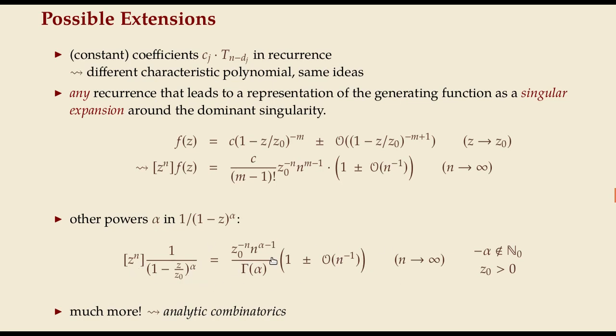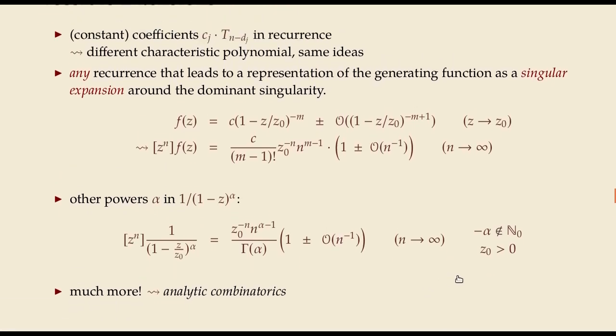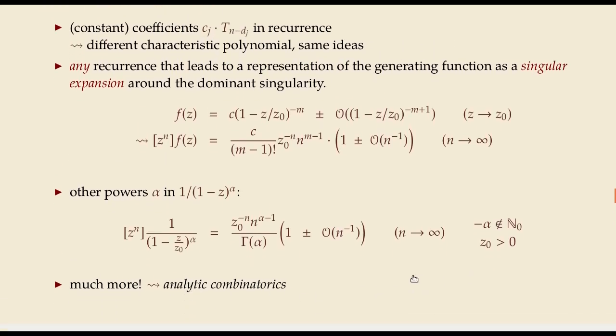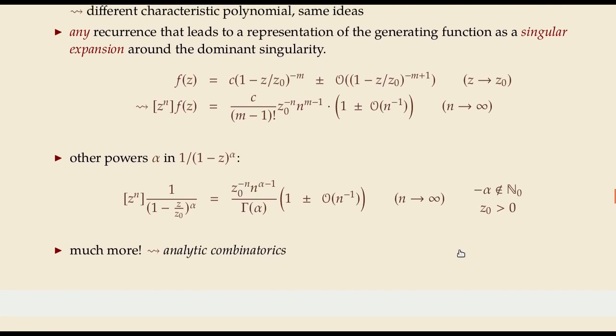I've briefly re-derived this formula for the case that alpha is a positive integer in that representation. You can extend this to any real alpha as long as it's not a negative integer, because then these would be just polynomials, and then they only have a finite number of non-zero coefficients. That's the only reason why this is excluded. Okay, and if you want to learn more about that, there's a large book and a good online course on analytic combinatorics.